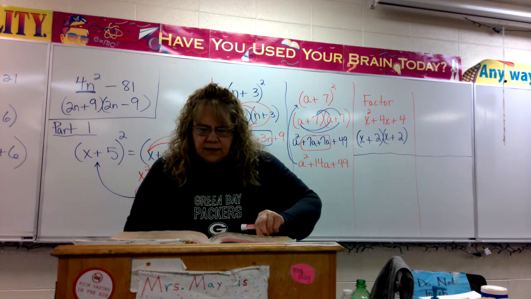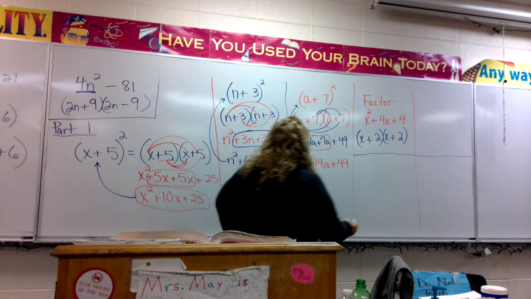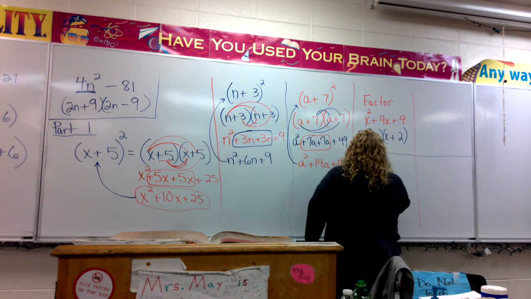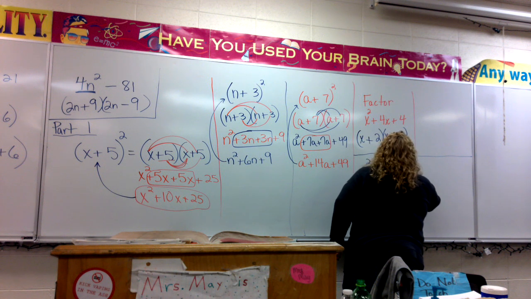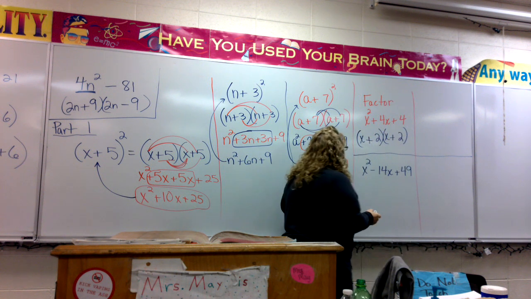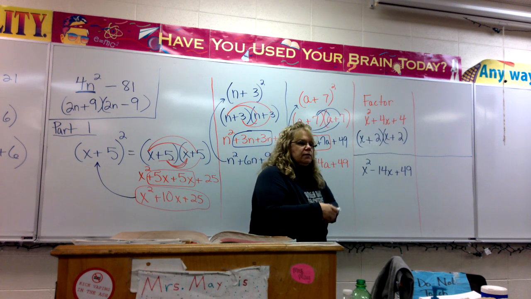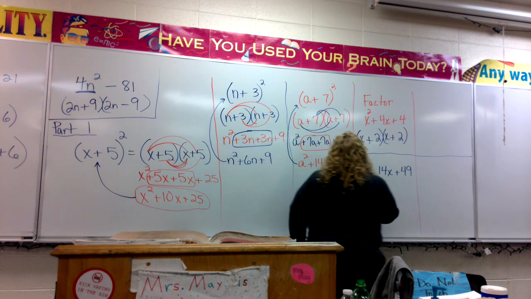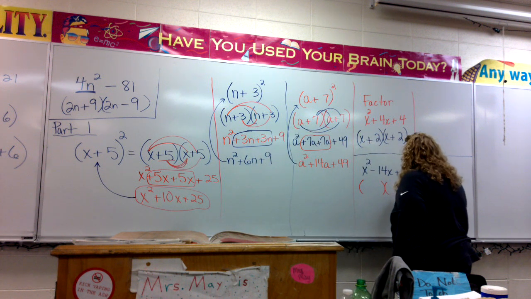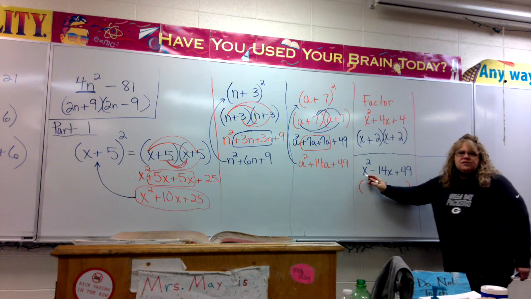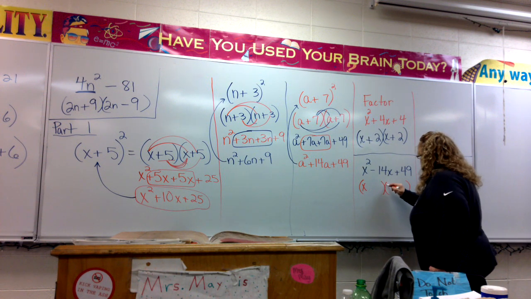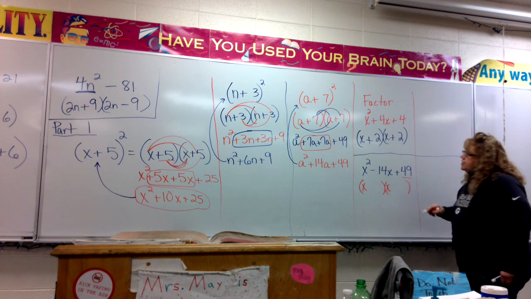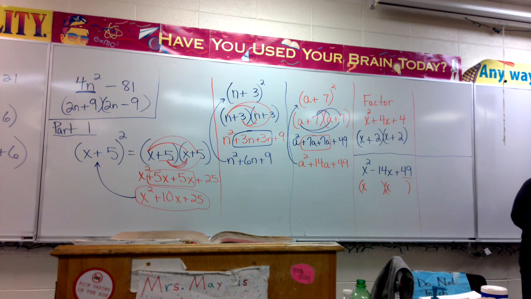Just for fun, let's do this one: x squared minus 14x. Factor that one. Well, let's make my two parentheses. What times what is x squared? x times x. What times what is 49?